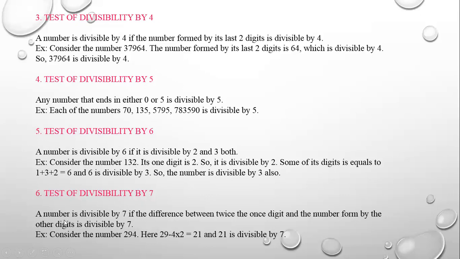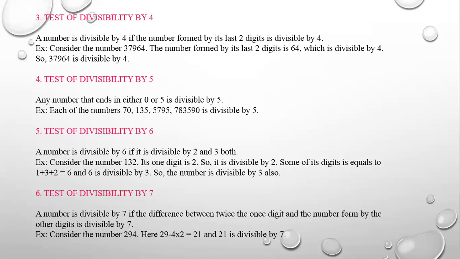Okay. Next we have the test of divisibility by 7. So here, when can we say that a number is divisible by 7? If the difference between twice the ones digit and the number formed by the other digits is divisible by 7. So here the number, if you take, is 294. 29 minus 4 into 2, the result is 21. So if this 21 is divisible by 7, we can say that easily the number is divisible by 7.